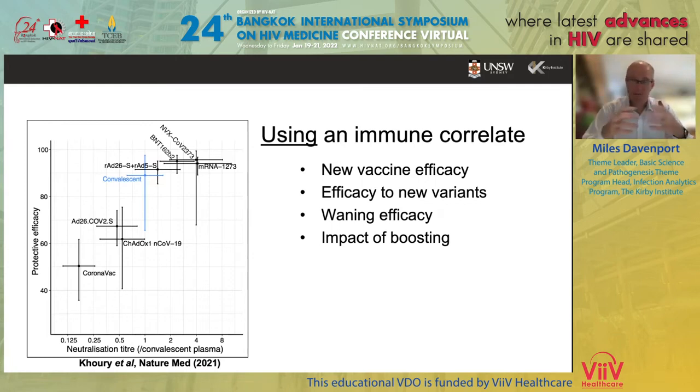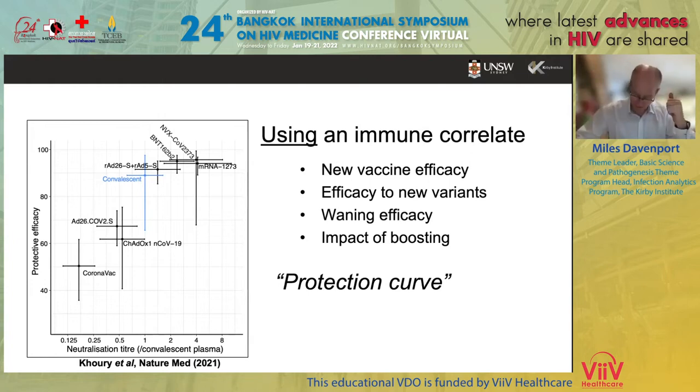But we can't necessarily use this very easily to predict what the efficacy of a new vaccine will be. What we need is a more mechanistic relationship. And so what we'd like is a protection curve that predicts for any neutralization titer what the level of protection would be.